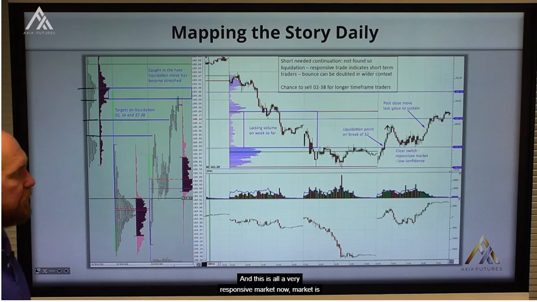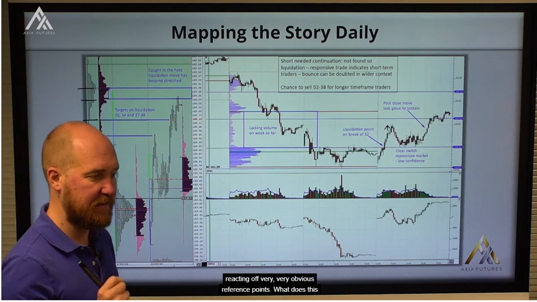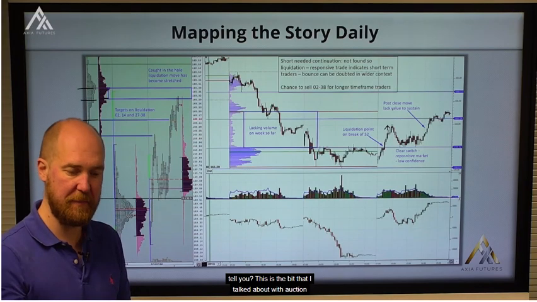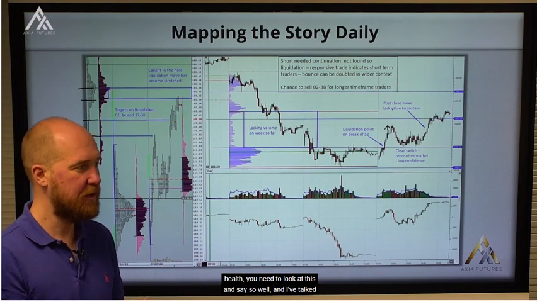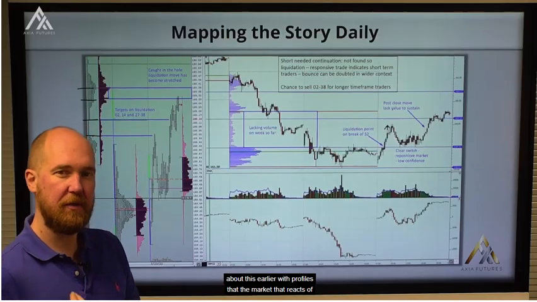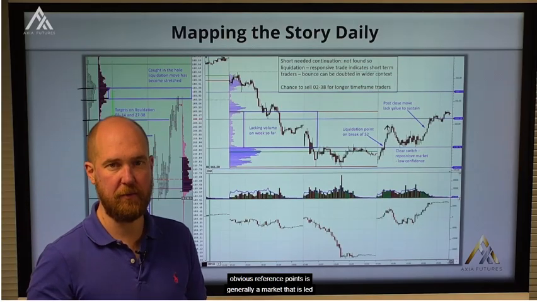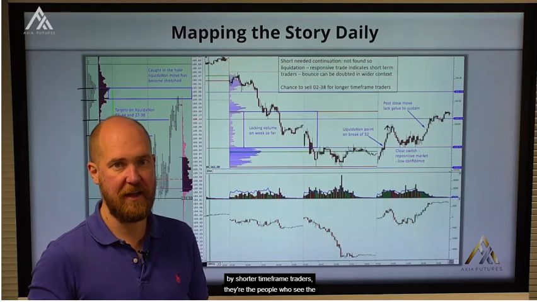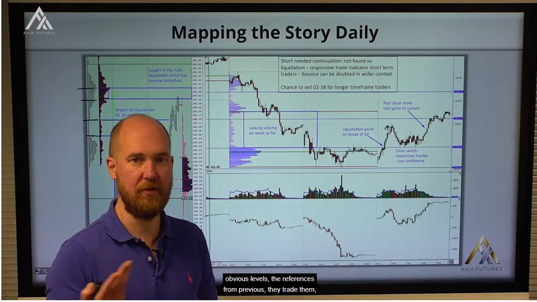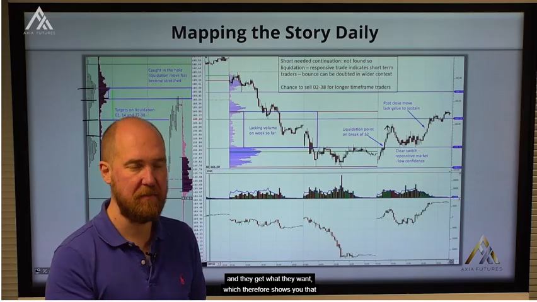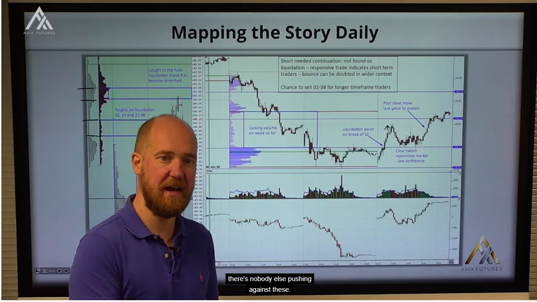And this is all a very responsive market now. Market is reacting off very, very obvious reference points. What does this tell you? And this is the bit that I've talked about with auction health. You need to look at this and say to yourself, well, and I've talked about this earlier with profile stuff, the market that reacts off obvious reference points is generally a market that is led by shorter time frame traders. They're the people who see the obvious levels, the references from previous. They trade them and they get what they want, which therefore shows you that there's nobody else pushing against these.